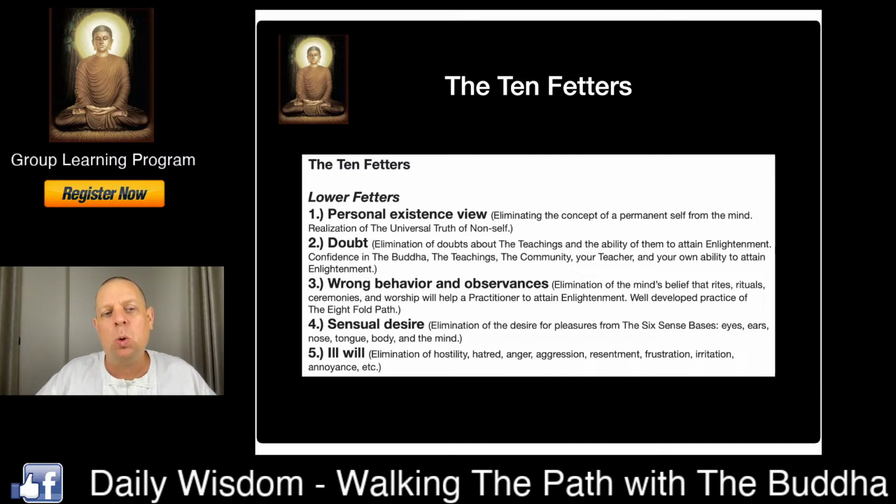So we're not born with this ill will in our mind. It forms over time because our sensual desires aren't getting fulfilled. So more and more this ill will becomes deeply rooted in the mind.